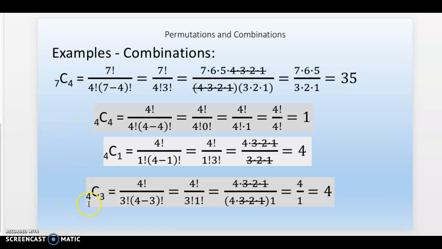I also want to show you from 4, pick 3. 4 combination 3 is equal to 4. How many groups of 3 can I make from a group of 4? I can just take 1 out each time, so that's 4 groups. I take 1 out each time.